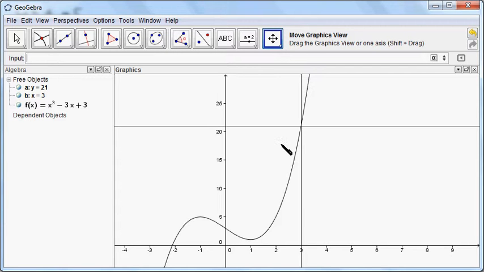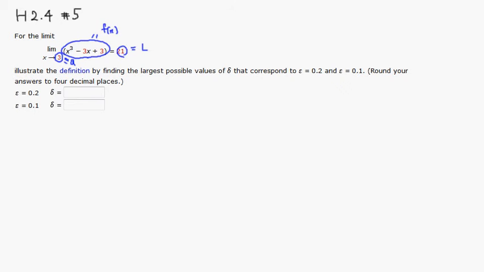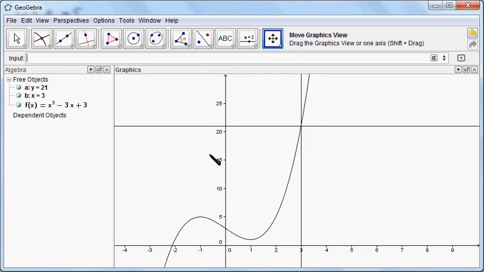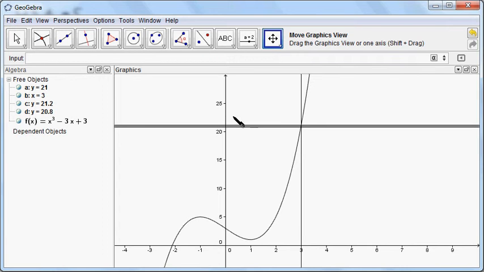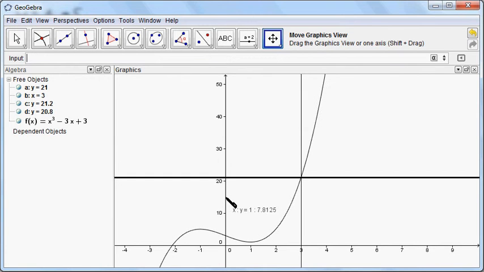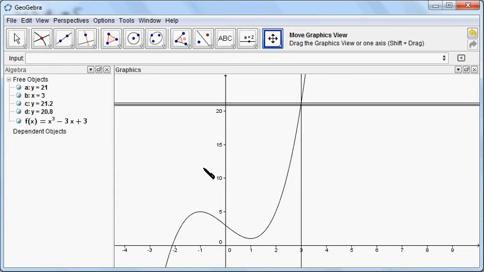Right there. Then the epsilon value for the first one is 0.2, so we're going to have to go up 0.2. So 21.2, that's the y value, and that's here. Then you have to go down 0.2, so 20.8 is the lower bound. Then we probably need to stretch it out a bit so that we can see it.